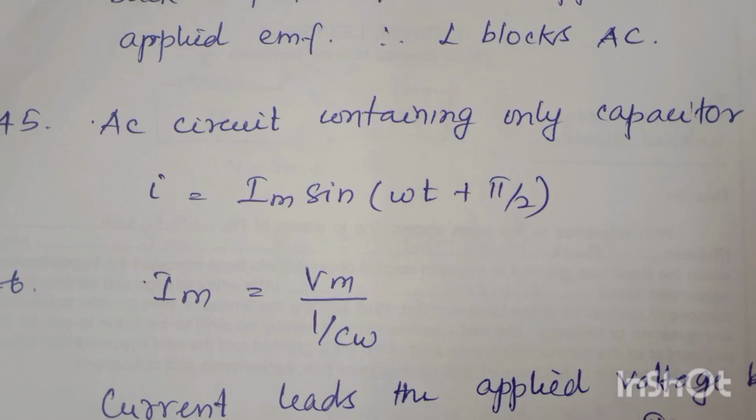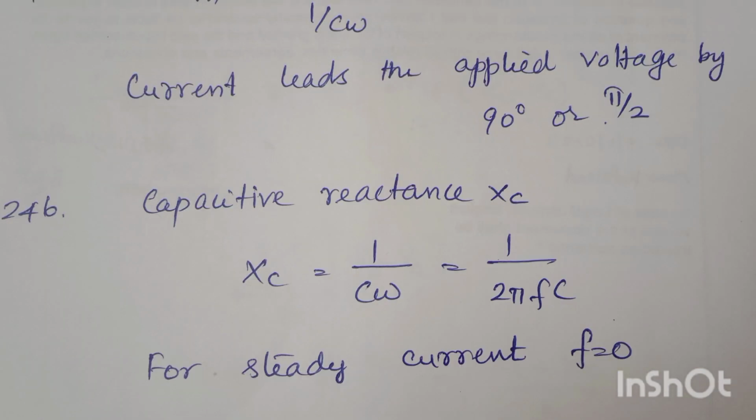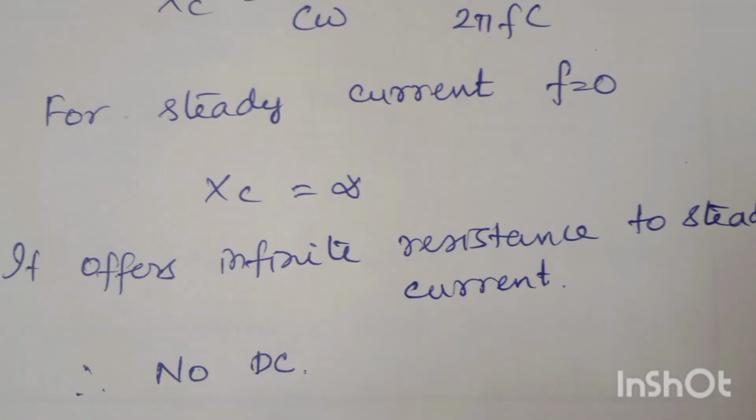AC circuit containing only capacitor. I is equal to Im sin omega t plus pi by 2. Im is equal to Vm by 1 by C omega. Current leads the applied voltage by 90 degree or pi by 2. Capacitive reactance XC is equal to 1 by C omega, which is equal to 1 by 2 pi f C. For steady current, f is equal to 0. XC is equal to infinity. It offers infinite resistance to steady current, no DC.